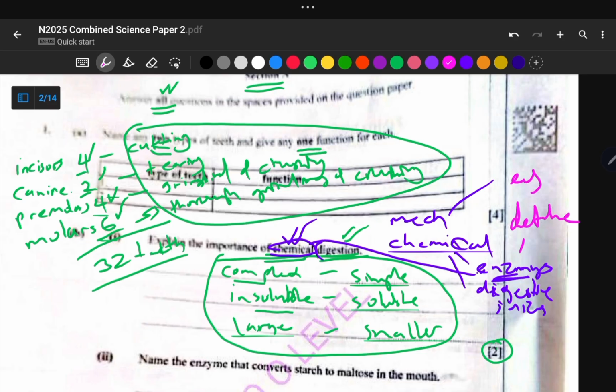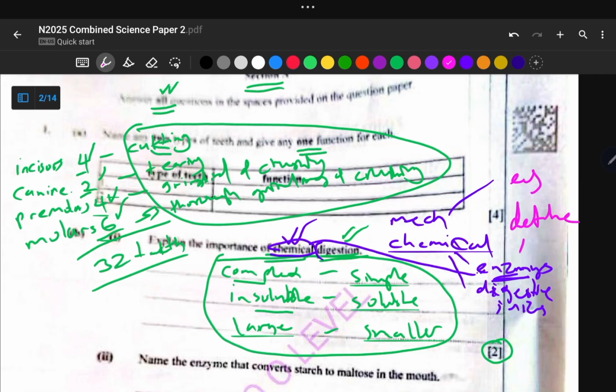All right. So here, the importance of chemical digestion is to break larger, complex and insoluble food molecules into simple, smaller and soluble food molecules by the use of enzymes or digestive juices, so that they can be absorbed into the bloodstream and they can be used for energy, growth and repair. That's a summary, right?